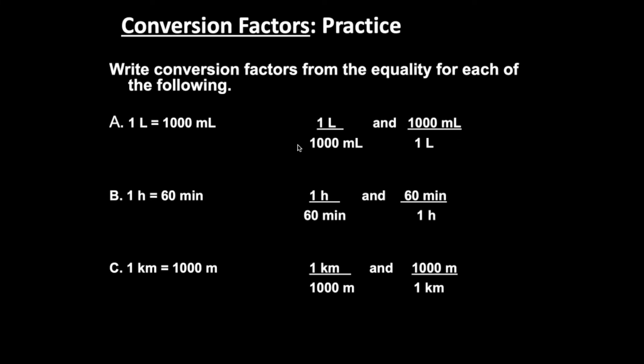So here's the answer. For A, 1 liter to 1,000 mL, you have the 1 liter in the numerator, then 1,000 mL in the denominator, and then you just flip it. Then those are the 2 conversion factors for the equality in A. B, you have 1 hour in the numerator, then 1 hour in the denominator. And C, you have 1 kilometer in the numerator on the left and the denominator on the right.